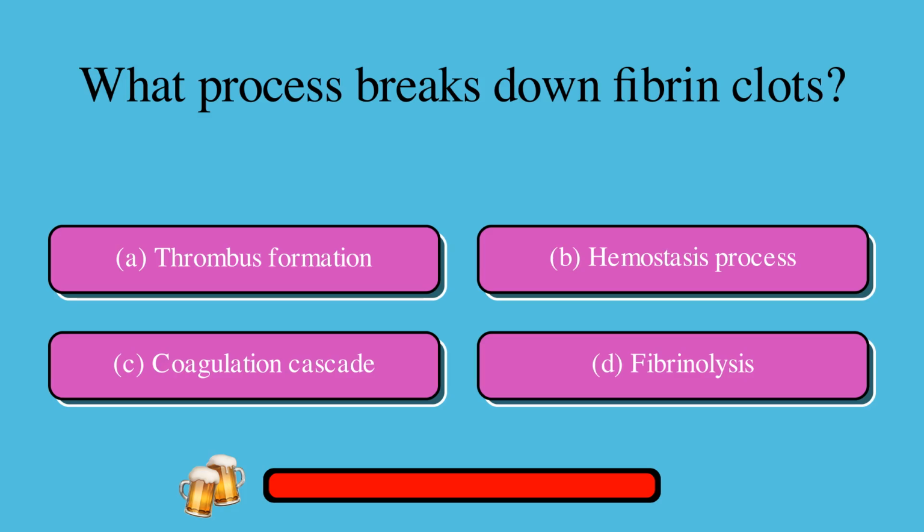What process breaks down fibrin clots? A, thrombus formation, or B, hemostasis process, or C, coagulation cascade, or D, fibrinolysis? The correct answer is D, fibrinolysis.